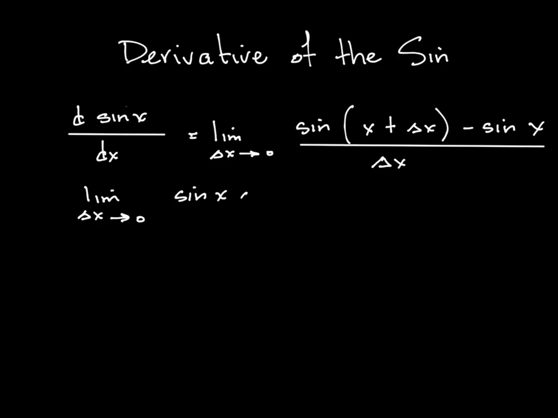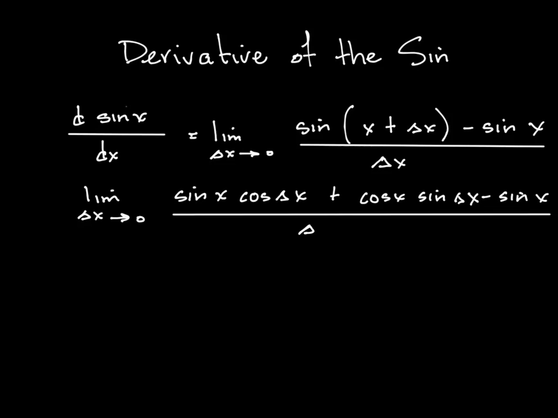Well, first, by using the addition formulas from trig, we get the limit as delta x approaches 0 of the sine of x cosine delta x plus the cosine x times the sine of delta x minus the sine of x divided by delta x. So there we're applying the sine of a sum.